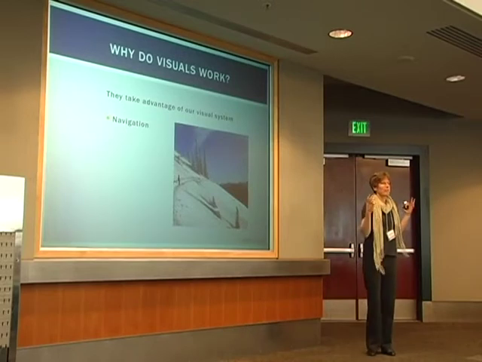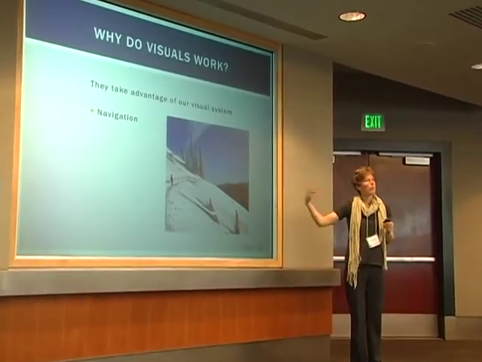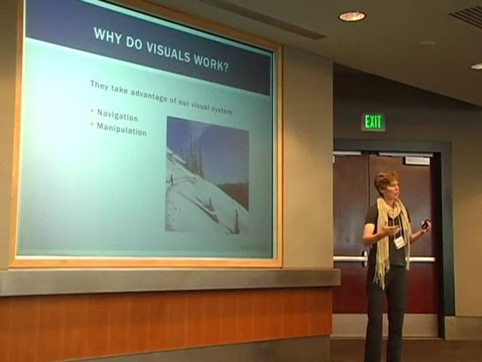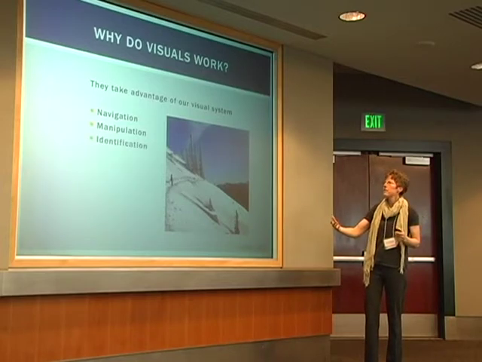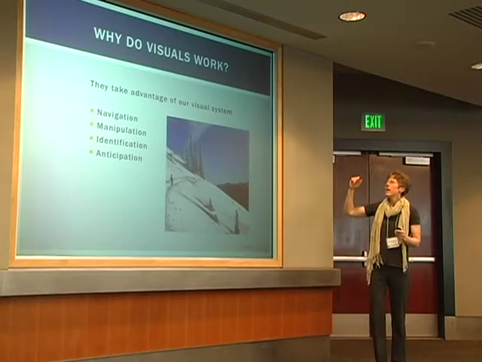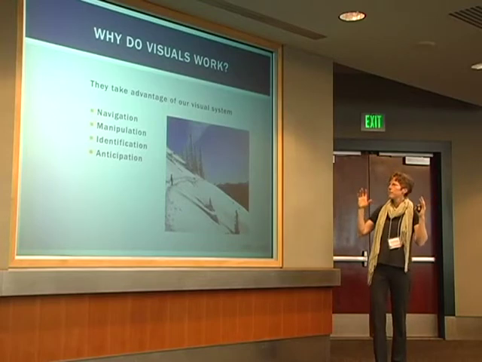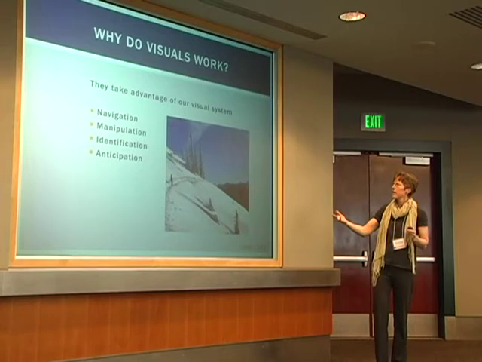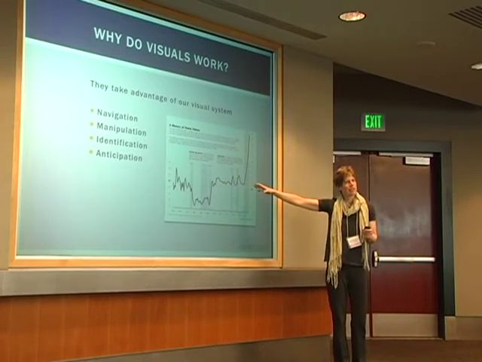First of all, if you just think about what our visual system has to do for us, it helps us navigate, to move through space without bumping into things. It helps us manipulate or interact with the world and get feedback from it so we can see the effects of our interaction. It helps us identify things, that's a tree. And it helps us anticipate: we have expectations about what's going to happen in the world based upon what we see. None of these particularly apply to data visualizations.